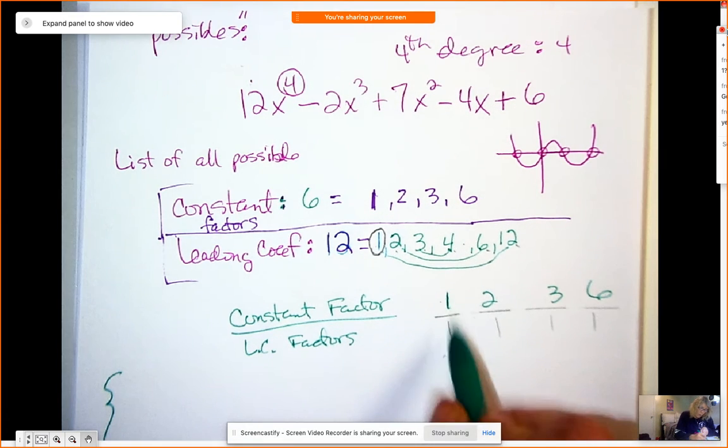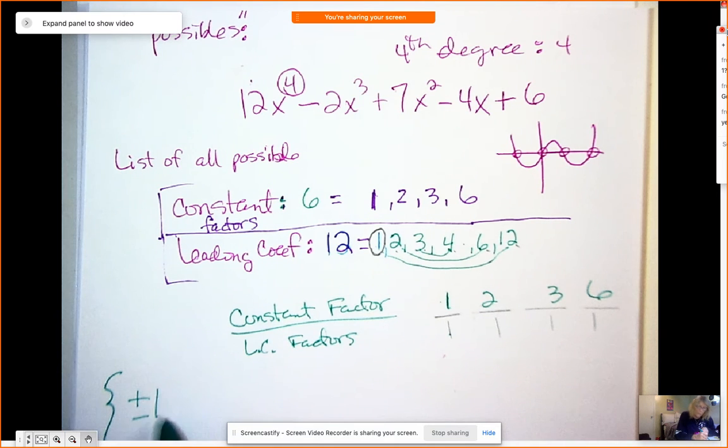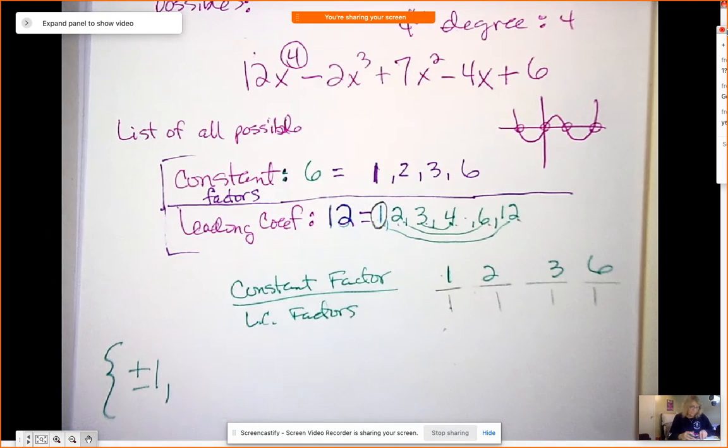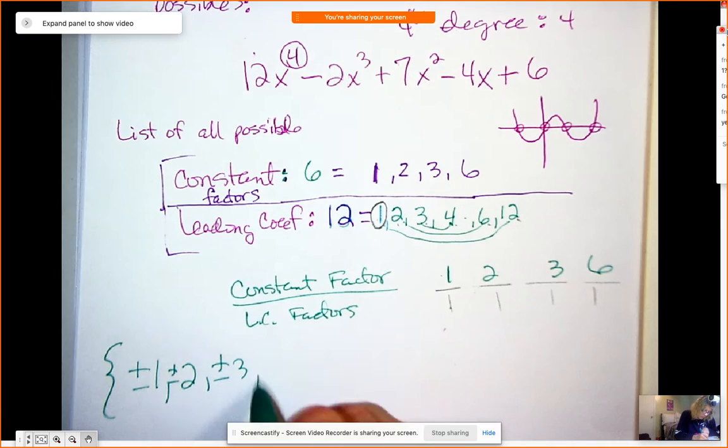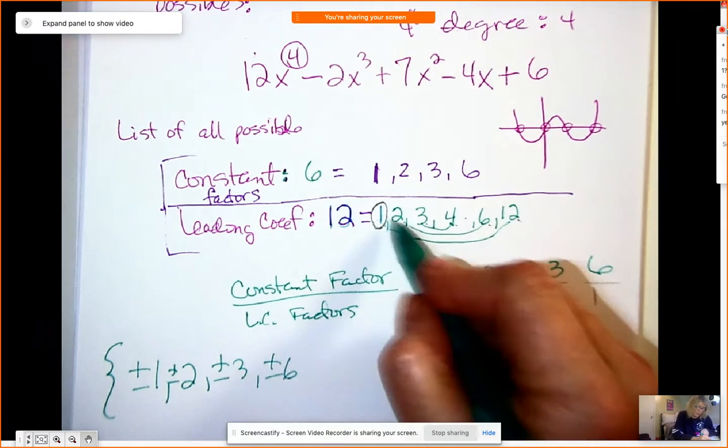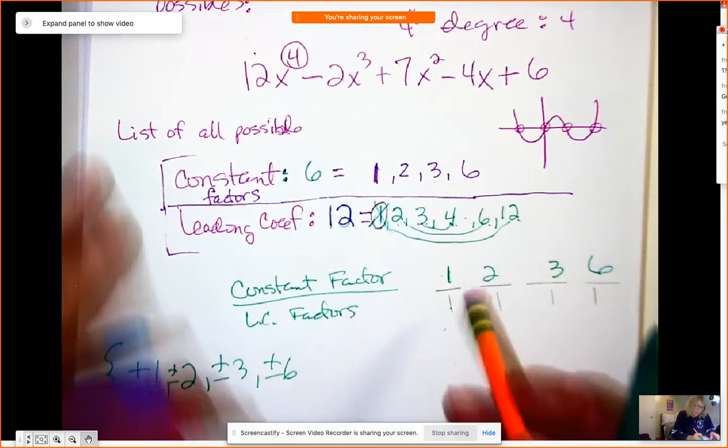Okay, 1 over 1 is 1, so I write plus or minus because we don't know if it's 1 or its evil twin. 2 over 1 is 2, plus or minus. Plus or minus 3, plus or minus 6. That's easy. I've taken care of that 1 now. Now I go through and I erase all these.